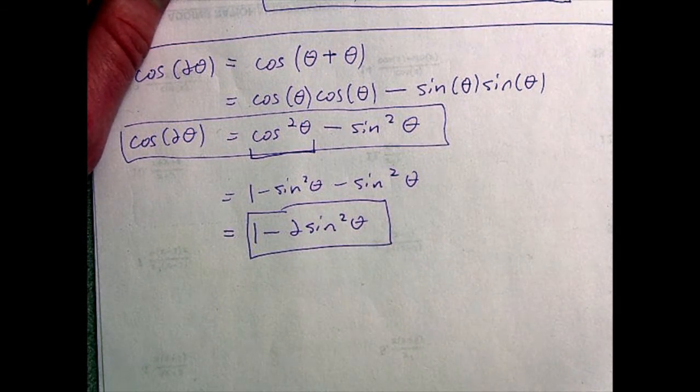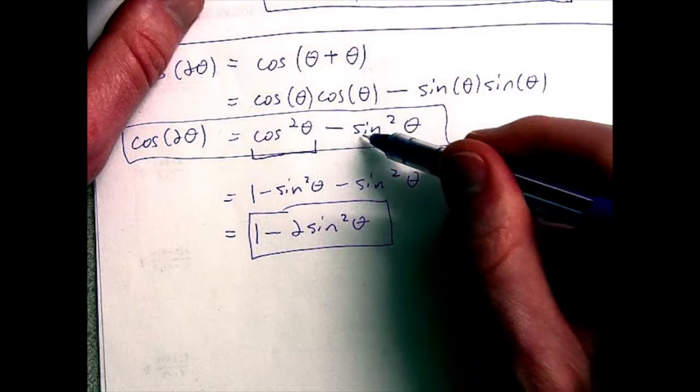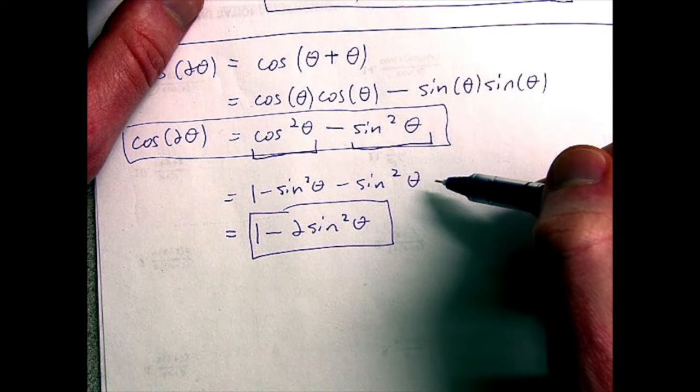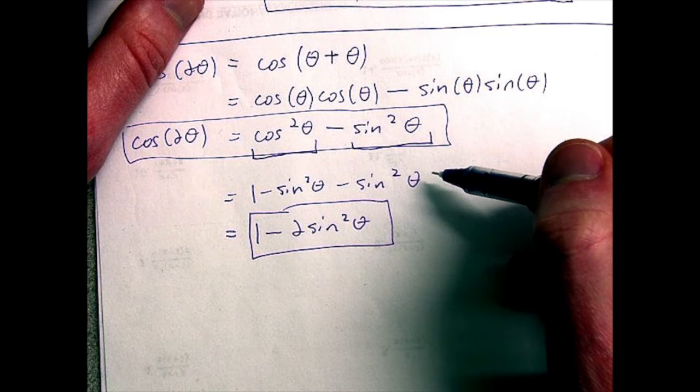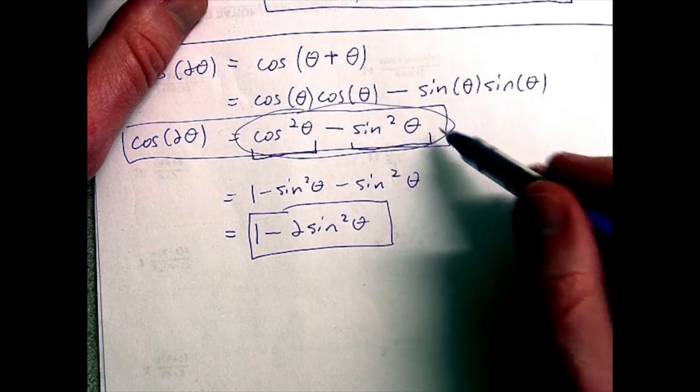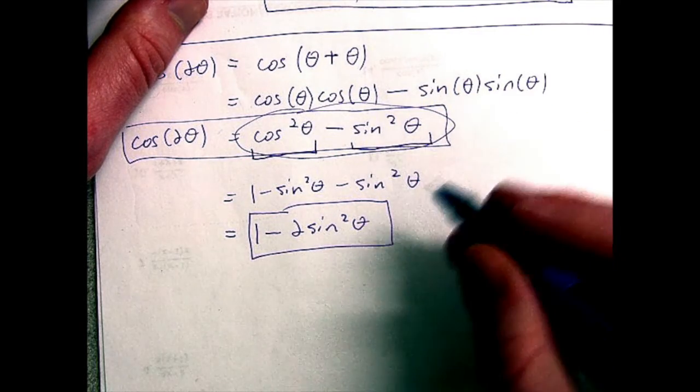And we can actually get a third formula by going back to this equation here and replacing sine squared theta with 1 minus cosine squared. So I'm going to copy this expression here, except replace sine squared with 1 minus cosine squared.